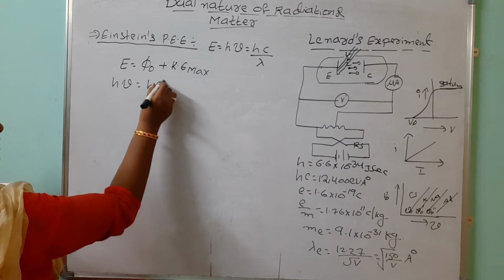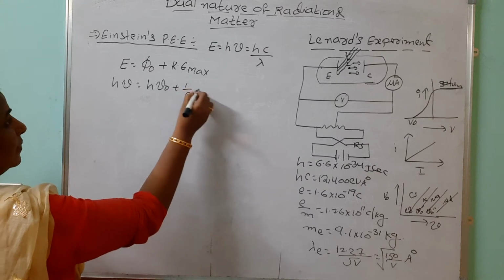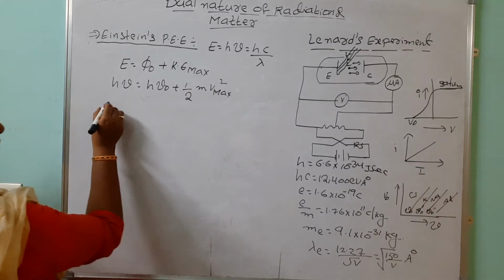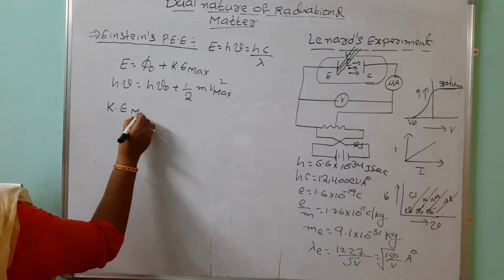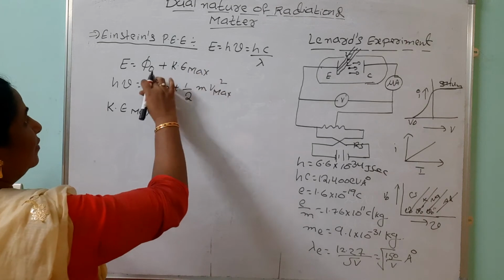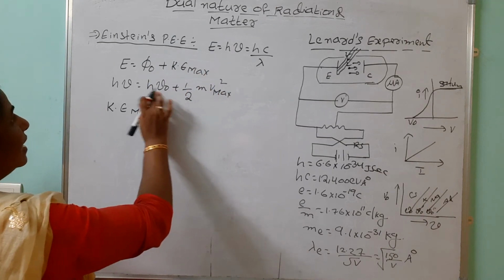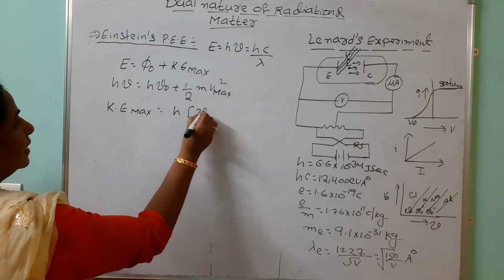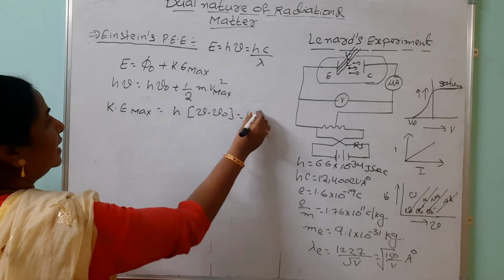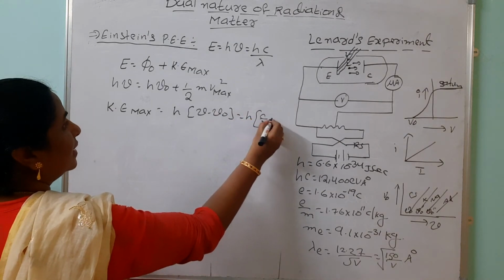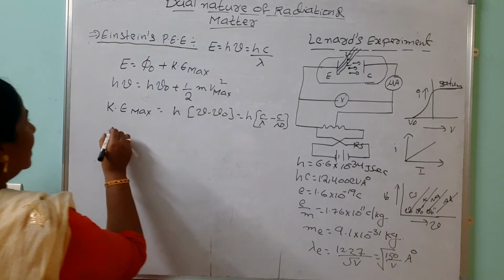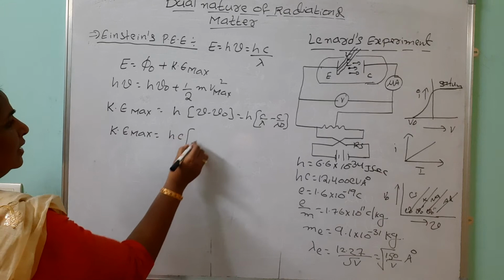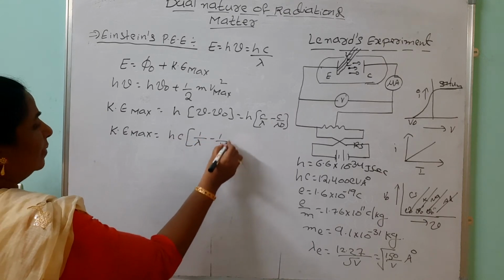Instead of phi naught we write h nu naught, and this is the half m v maximum square. From this, KE maximum depends on the situation. If you know phi naught, you can use it directly. If you know nu naught and nu, you can go through this one. If you want KE maximum, we should write h into nu minus nu naught, and instead of nu, c by lambda minus c by lambda naught. Finally, KE maximum equals hc into 1 by lambda minus 1 by lambda naught.